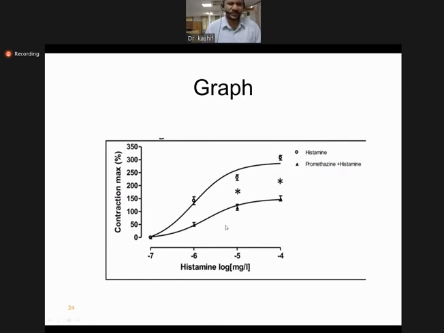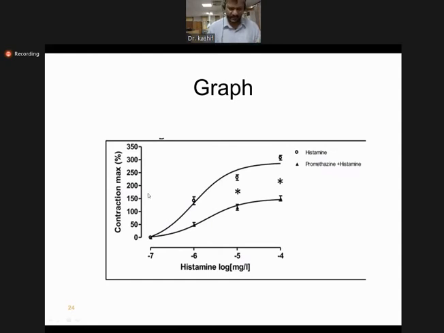So you can see when we see the contraction with the histamine, the graph goes up. It means that without antihistamine, there is a maximum contraction of the tissue. But as we use promethazine with this histamine, this contraction is reduced, and you can see that in the lower graph. The lower line shows promethazine with histamine, whereas the upper line shows only the histamine. So this is how you can differentiate, or monitor the difference. This is the graph you will get.